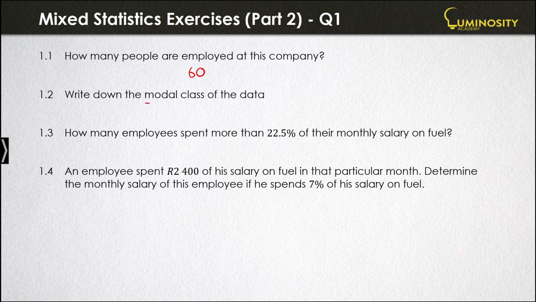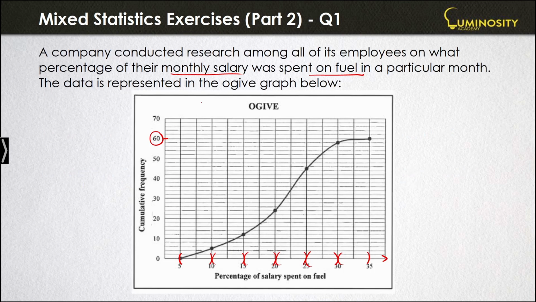Write down the modal class of the data. Remember, modal class means in that ogive curve, which interval has the highest frequency? So in an ogive curve, how do you read that? Between 5 and 10, there was a small jump. Then between 10 and 15, another small jump. From 15 to 20, a bit of a larger jump. From 20 to 25, a very large jump. From 25 to 30, another medium jump, and then over here, a very tiny jump.